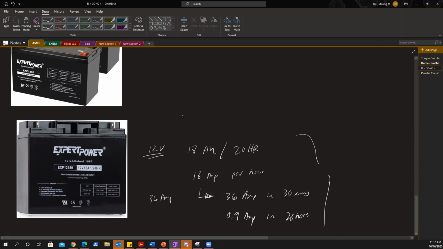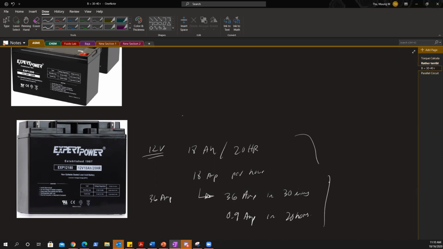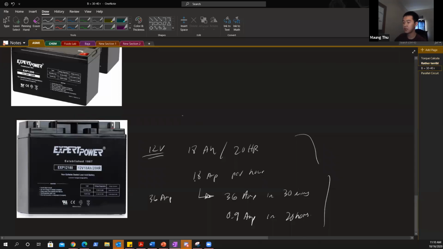Hey, Gary, in the chat, Aaron said, isn't it supposed to be 2 hours and 30 minutes? No. Why would it be 2 hours? The reason it's not 2 hours is because it can only do 18 amps in 1 hour. Okay, hold on. 18 in 1 hour. Remember, you want to have this ratio, 18 amp hour.